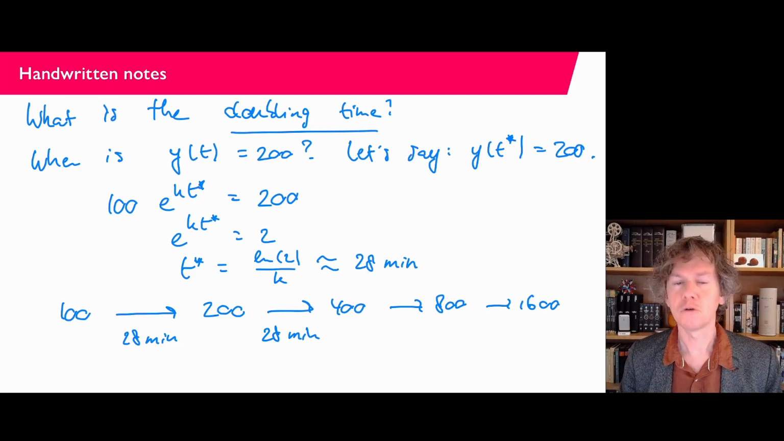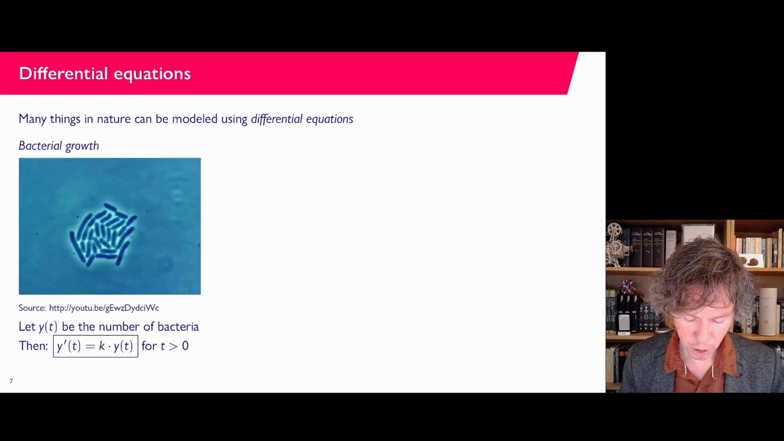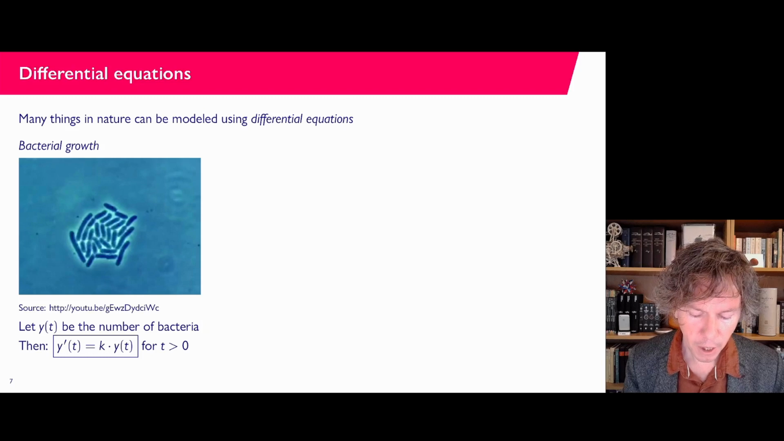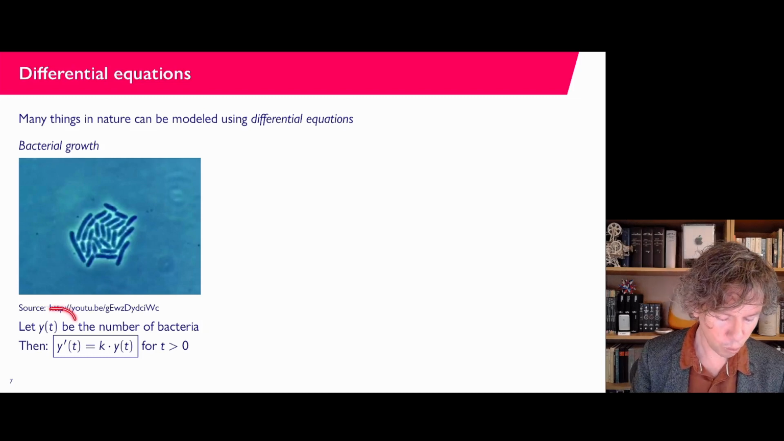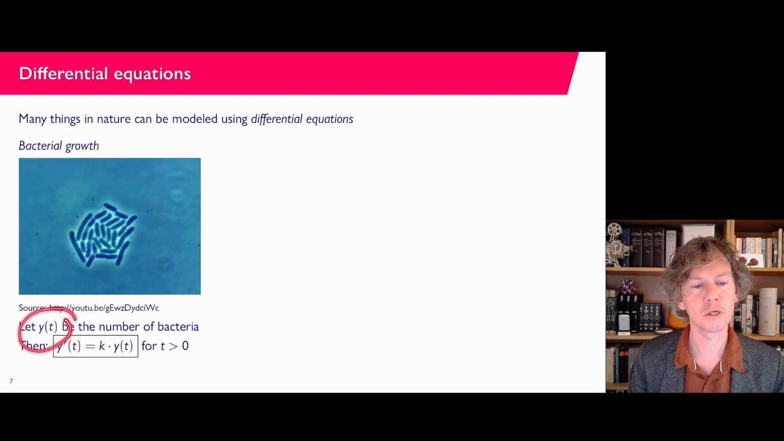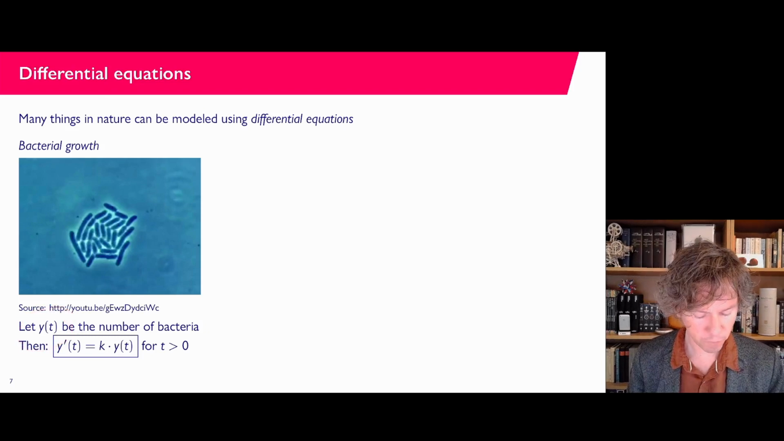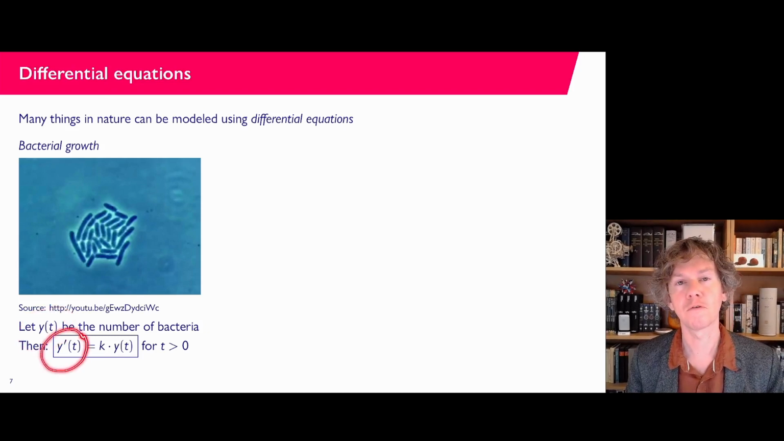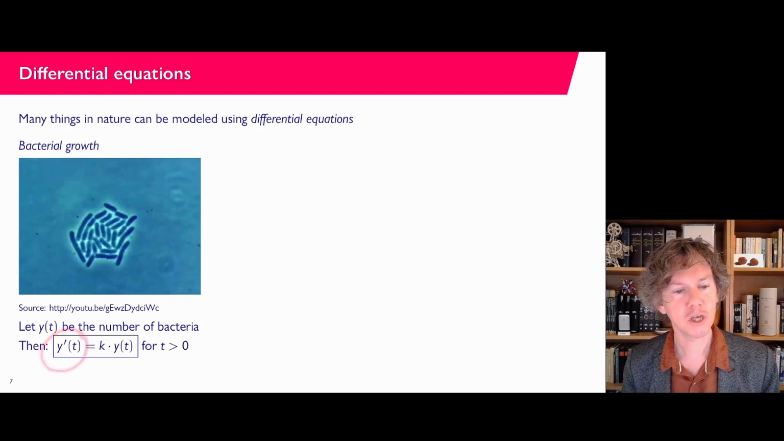Okay, so far for the bacteria. So let's see what we have found here. In general, if you call y(t) the number of bacteria at time t, then we have the differential equation that's in the box here. The derivative of y with respect to time is k times y. So that concludes the example of the bacteria.